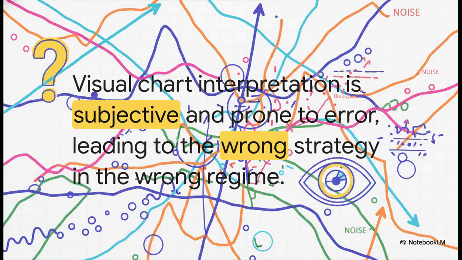Here's the harsh reality. Our eyes deceive us all the time. Visual chart interpretation is incredibly subjective and, frankly, highly prone to error. And that easily leads to applying the totally wrong strategy in the wrong regime. Picture this. You might be running a range strategy in a market that's secretly, quietly breaking out. Or maybe you're trying to play a trend in a market that's just wildly volatile. You see what looks like a breakout, but mathematically, it could literally just be statistical noise. Relying purely on visuals is essentially just guessing.